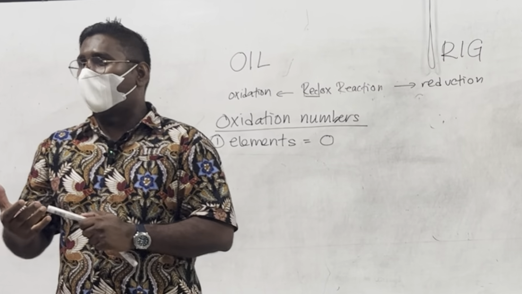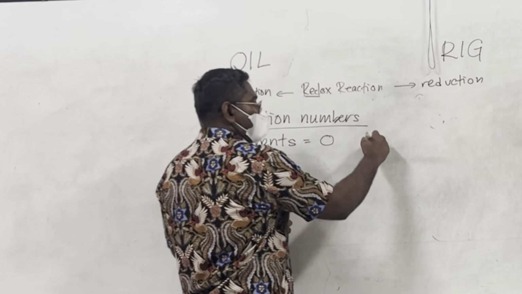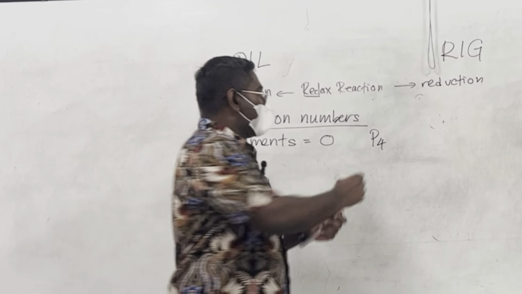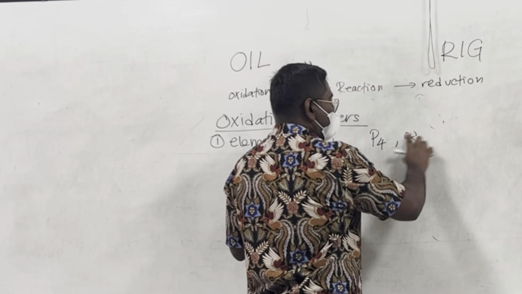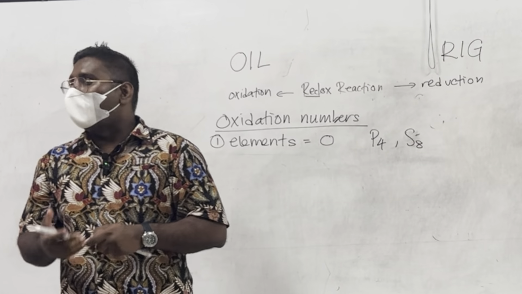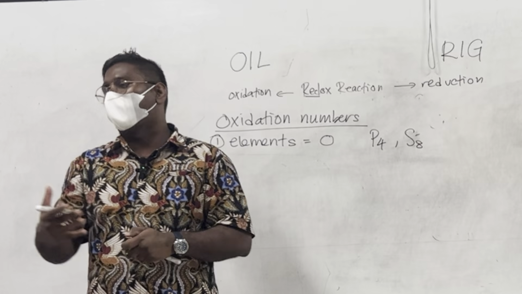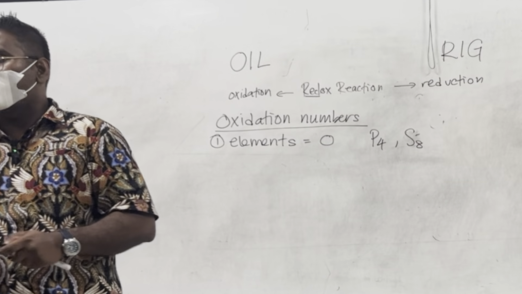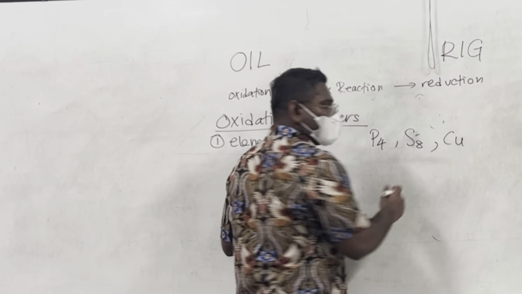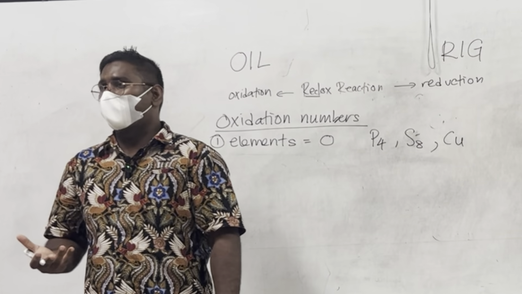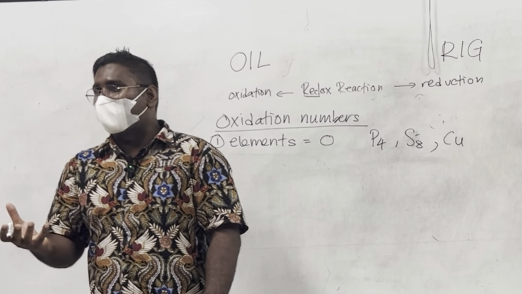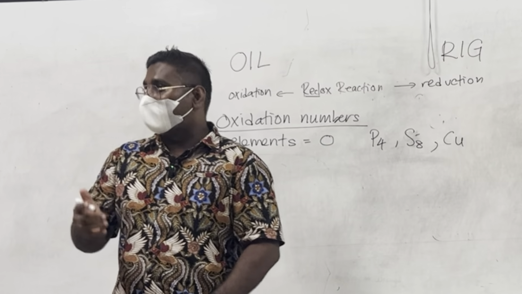I'll give you one example. P4 is an element. S8, sulfur, is also an element. The oxidation number is going to be 0. I give you another element: copper metal is an element. So when they are existing just like that in the equation, the oxidation number is 0.